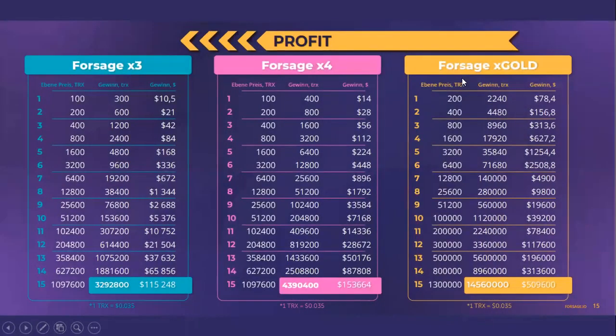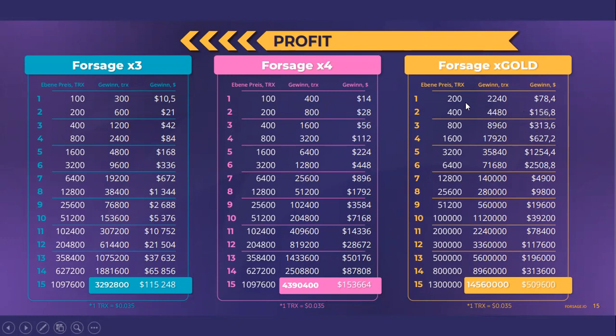Right? Here, it shows the profit of Forsage X3, X4, and X Gold. So for Forsage X3, level 1 or slot 1, the total tronics that you can earn is 300 or $10.50, right? Now, we are using the exchange rate 0.035. For Forsage X3, the lowest that you can earn when you complete one cycle is $10.50, and the highest that you can earn there is $115,248. Wow. And for Forsage X4, you will earn for slot 1, 400 tronics or $14, up to $153,664 for slot 15.